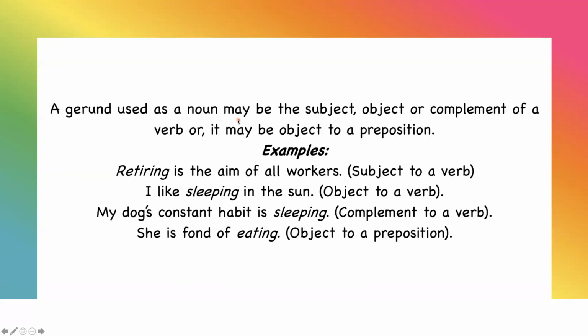A gerund used as a noun may be the subject, object, or complement of a verb, or it may be the object to a preposition. Retiring is the aim of all workers. Subject of the verb is. I like sleeping in the sun. Object of the verb like. My dog's constant habit is sleeping. Complement to the verb my dog's constant habit is. She is fond of eating. Object to a preposition, of being the preposition.